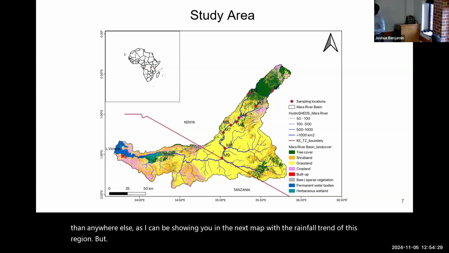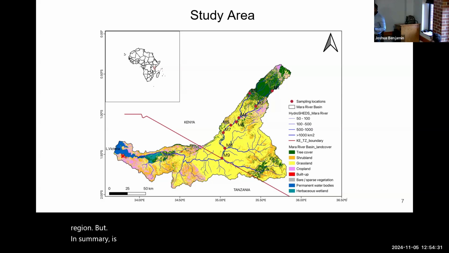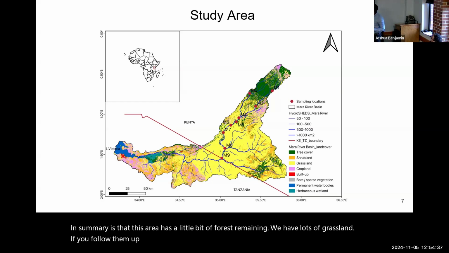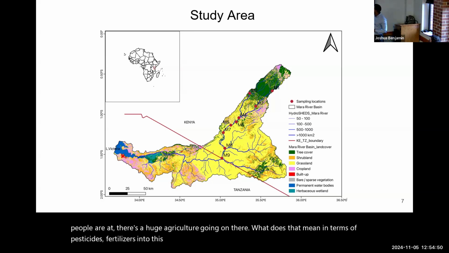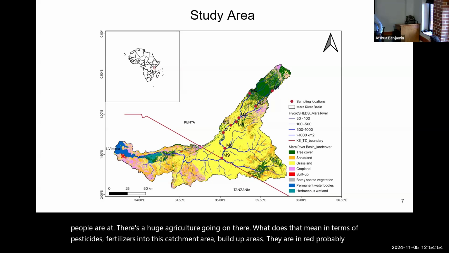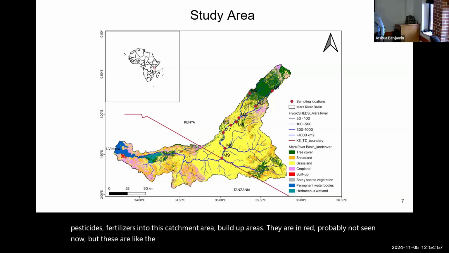But in summary, this area has a little bit of forest remaining. We have lots of grassland. If you follow the map with the cropland, you see how closer to the main forest, where people are now, there's huge agriculture going on. What does that mean in terms of pesticides and fertilizers in this catchment area? Built up areas are in red, probably not seen now, but these are the towns along this river and things like that.